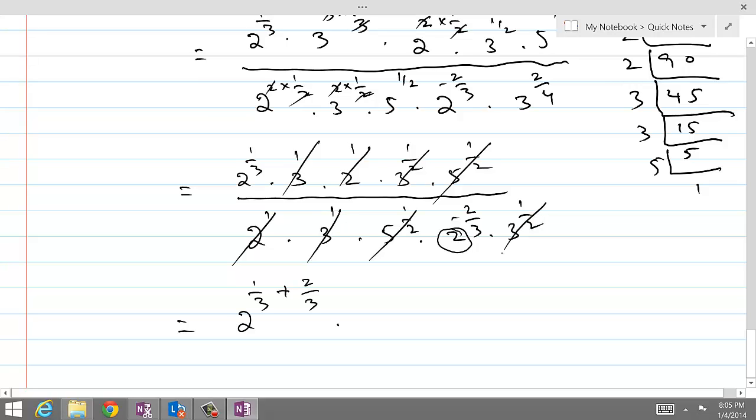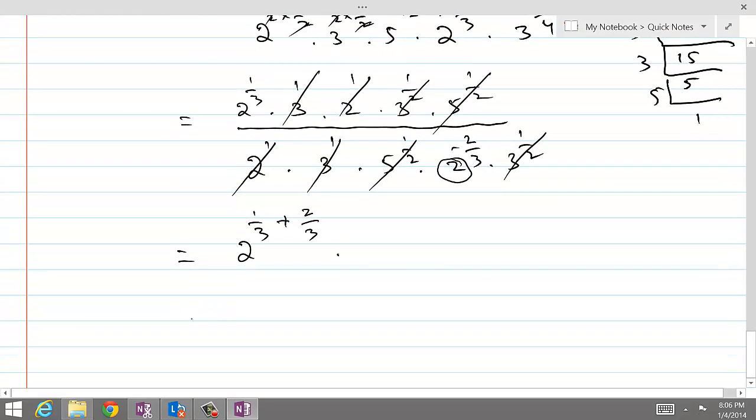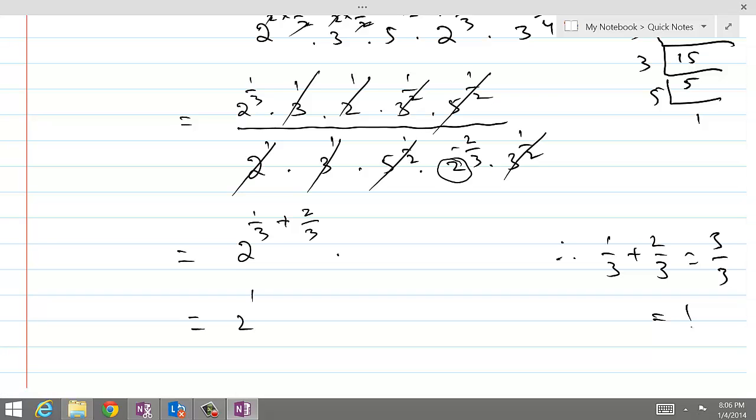So that's it. What we are left with is 2 power 1 by 3 plus the power 2 by 3. If we add, this will become 2 power 3 by 3, that is 1, because 1 by 3 plus 2 by 3 is equal to 3 by 3, which is equal to 1. Therefore, we got a complex expression simplified, and the answer we got is 2.